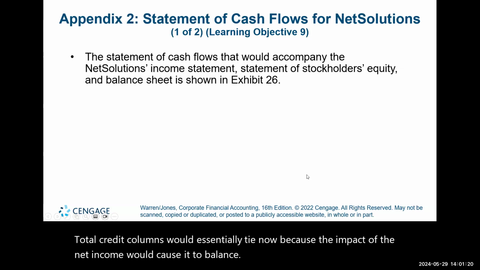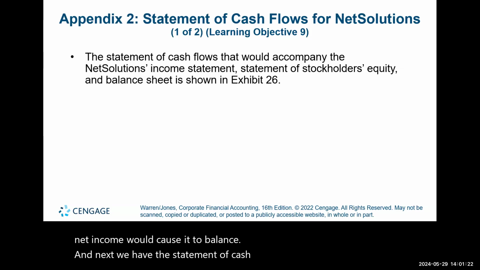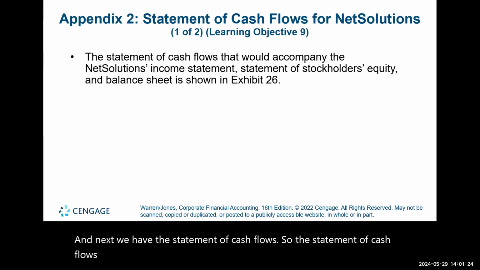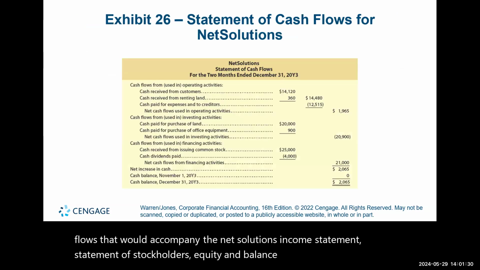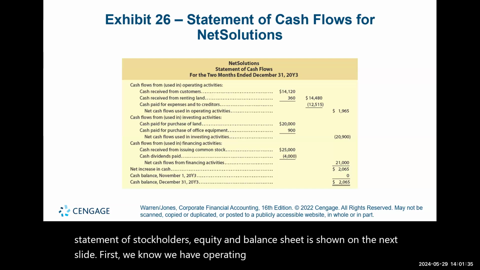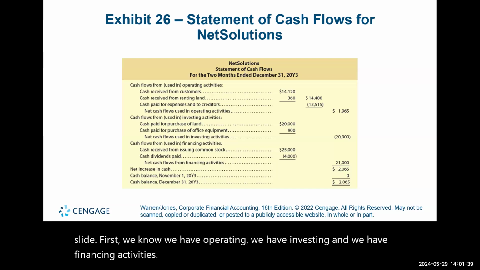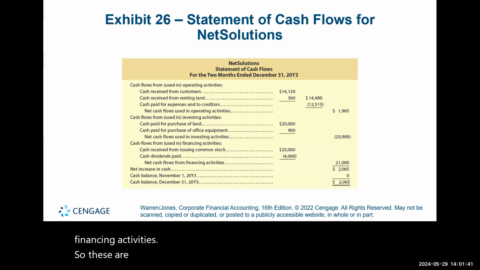And next we have the statement of cash flows. So the statement of cash flows that would accompany the Net Solutions income statement, statement of stockholders' equity, and balance sheet is shown on the next slide. So as we know, we have operating, investing, and financing activities. These are essentially the activities that businesses will take part in.